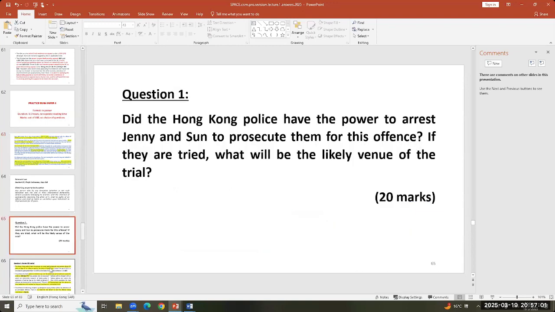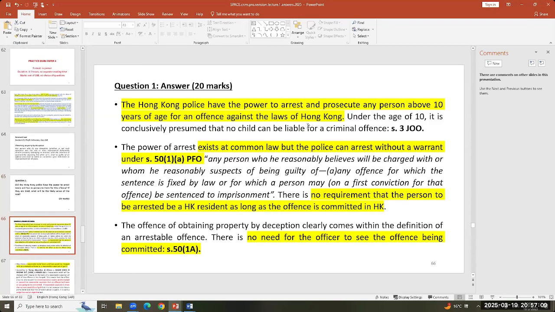So that's just a simple couple of lines at the beginning. I think most of this question is really directed to what's the likely venue for trial. Okay, so yes, power to arrest under our general provisions. Under the age of 10, no child can be liable. It's a conclusive presumption, cannot be rebutted.